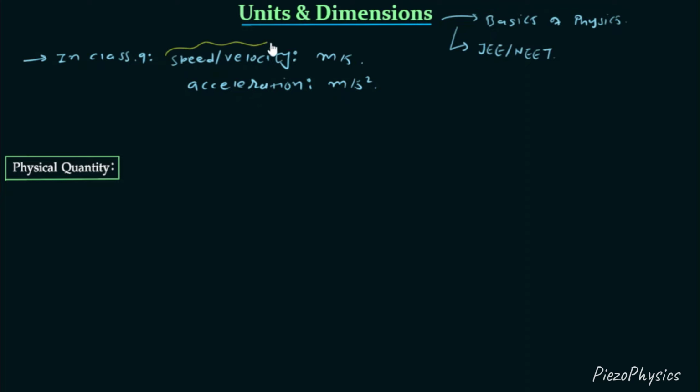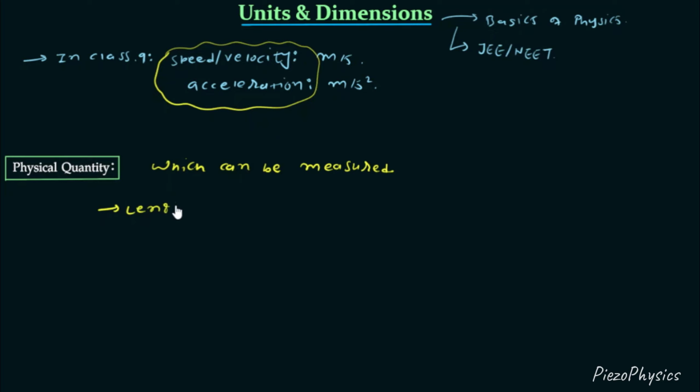As we know, these quantities are physical quantities. So first of all, the question arises, what is a physical quantity? A physical quantity is a quantity which can be measured. So a quantity which can be measured is a physical quantity, like length, time, mass.